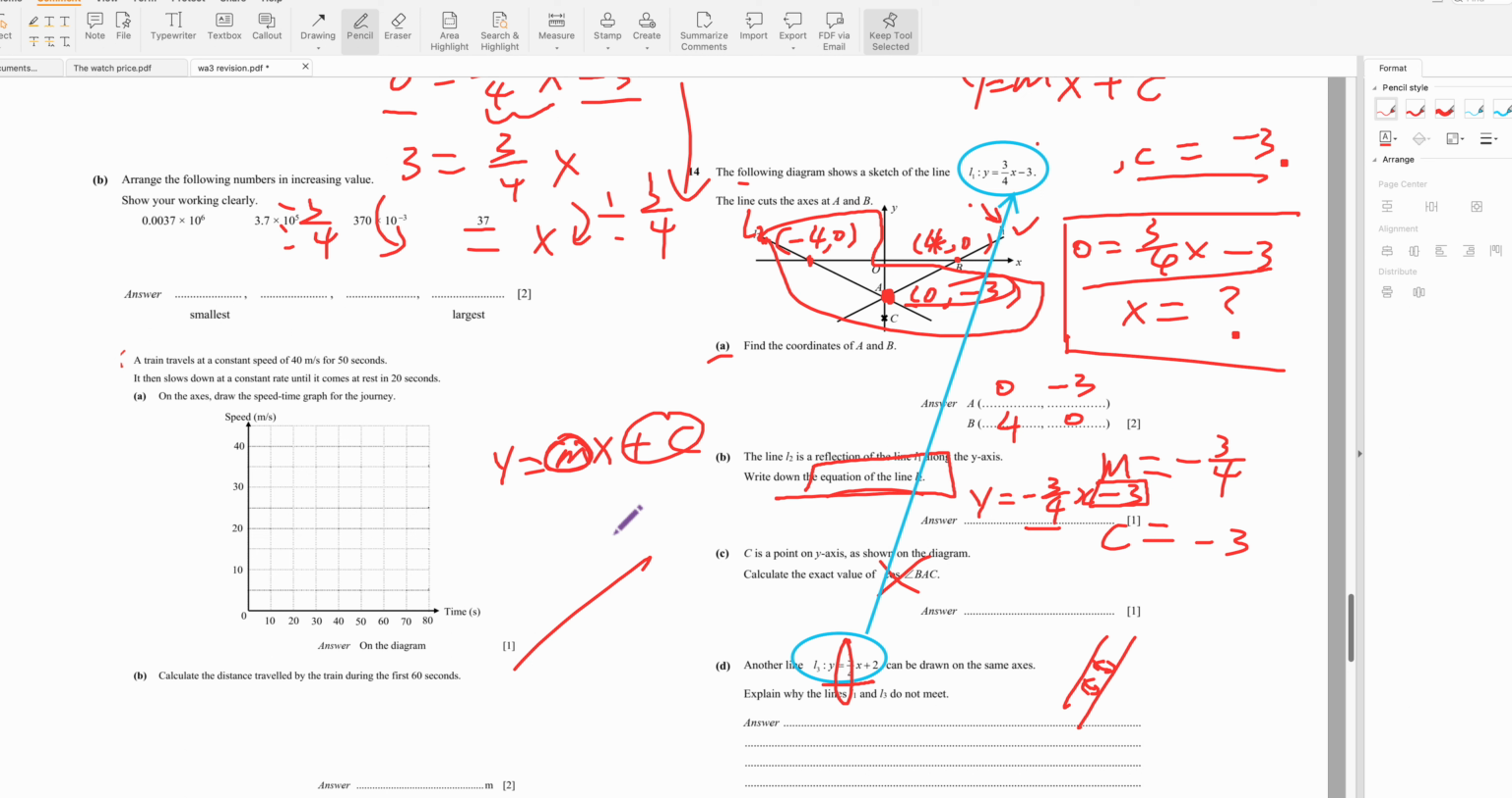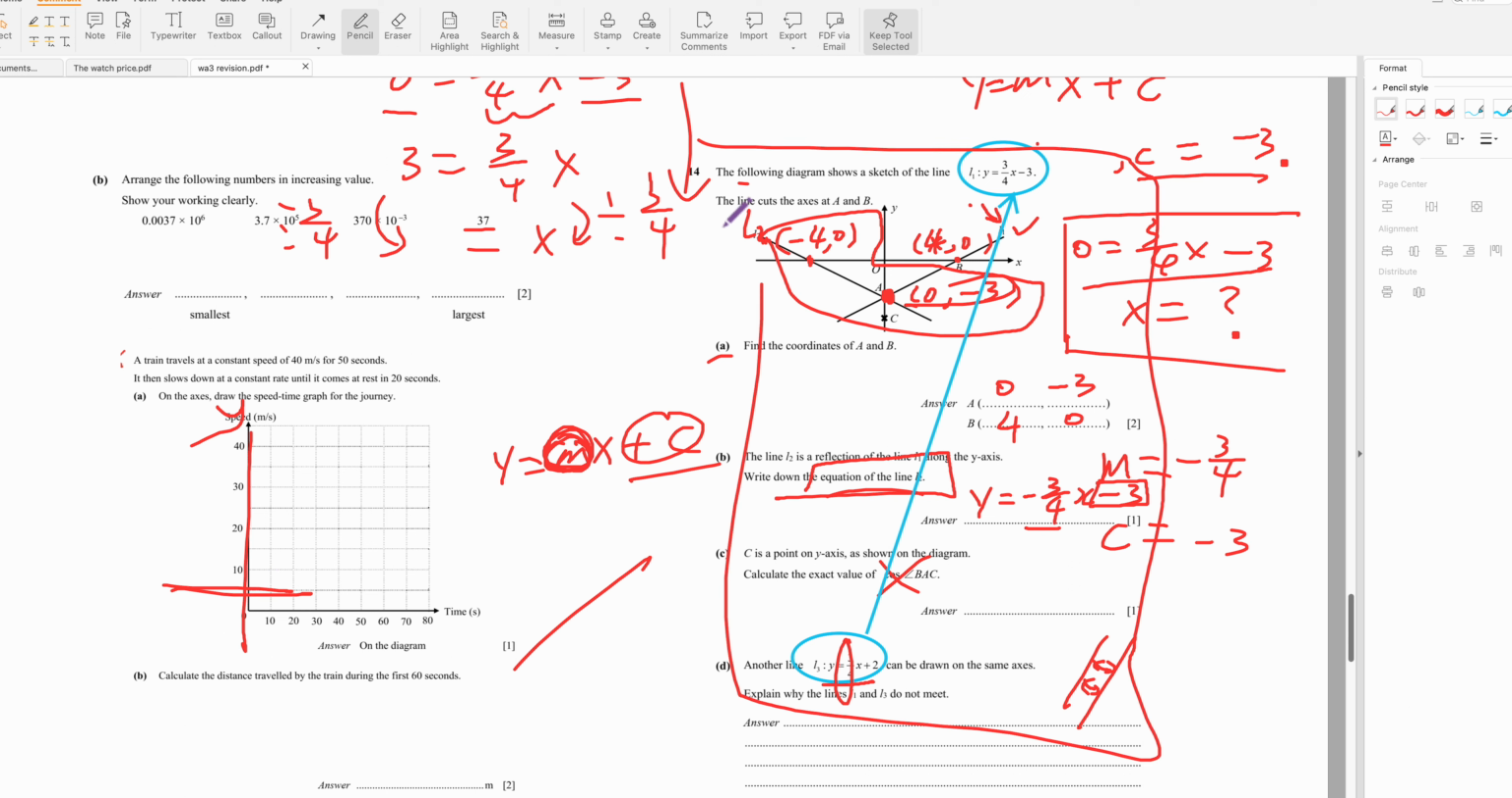So that's how you interpret gradient. This one is the simplest, like which point it touches the y-axis. Okay, so that's it. I find that this question is a very good question to test you on the y equals mx plus c concept, linear equation. Okay, so good.